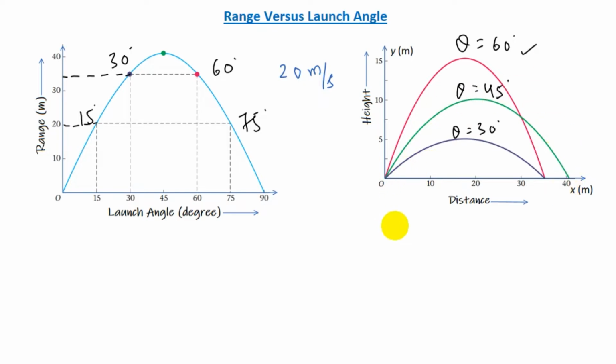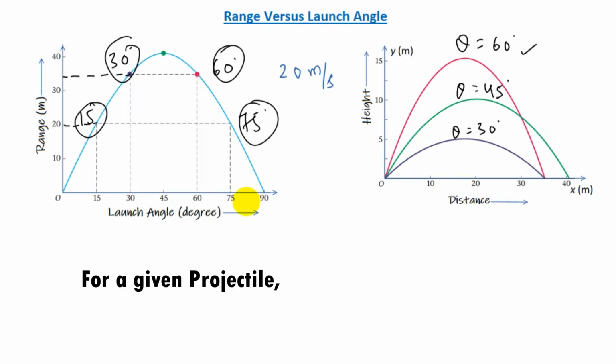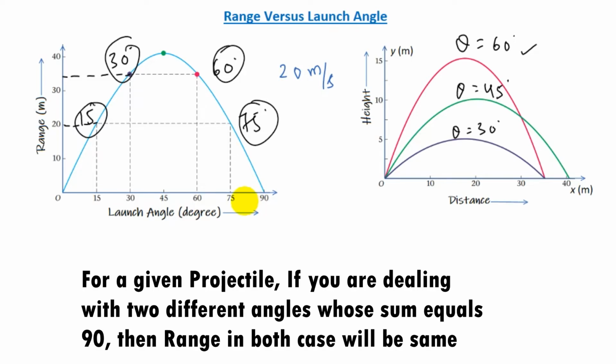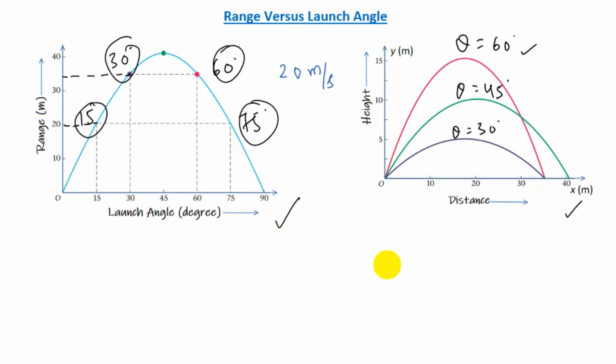Okay, so what we can conclude from here is that launch angles equally greater than or less than 45 degrees, such as 30 degrees, 60 degrees and 15 degrees, 75 degrees, will have the same range, which you can see in this figure. Or in other words, we can say for a given projectile, if you are dealing with two different angles whose sum equals 90 degrees, then the range in both cases will be the same, as you can see from this figure also.